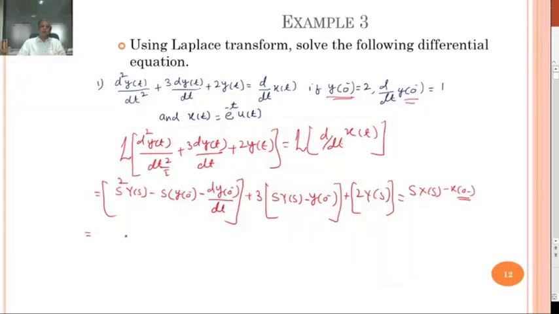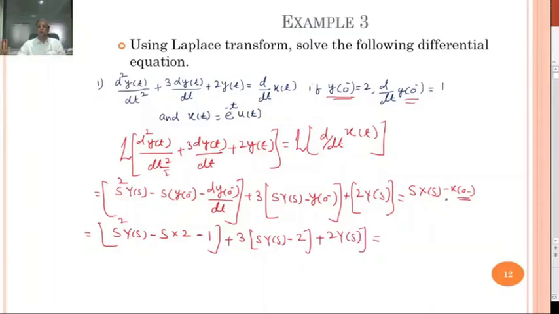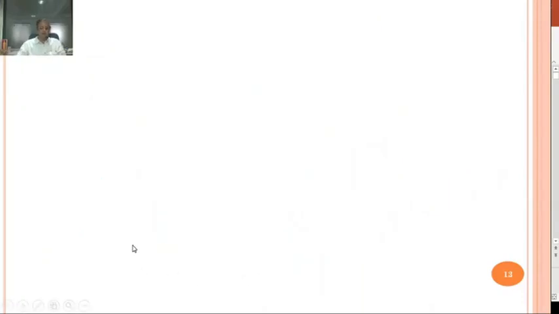Now we will substitute the initial conditions: s Y of s minus s, y of 0 is 2, means multiplied by 2, minus 1, plus 3 into s Y of s minus 2, plus 2 Y of s, and as this x of 0 is not given, means we will consider this as 0. This equals s X of s. Then simplify this equation.